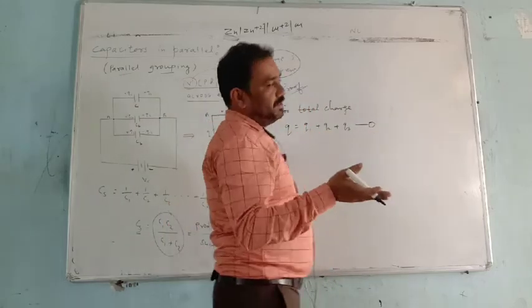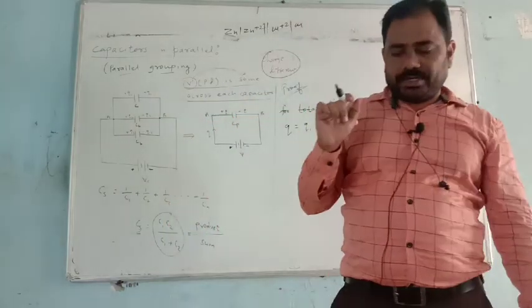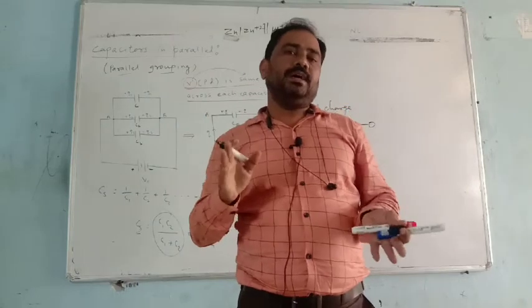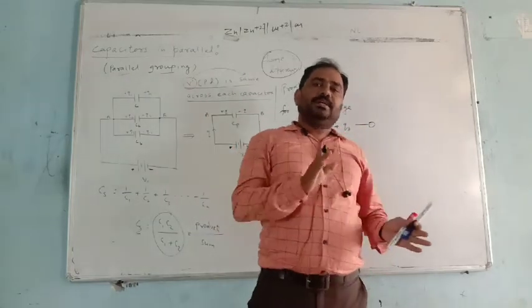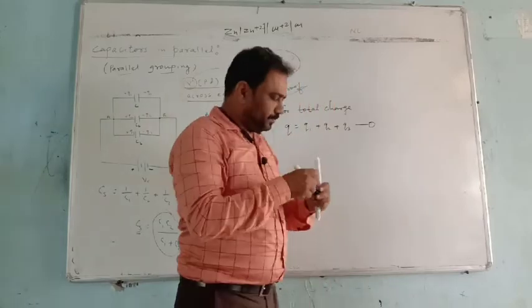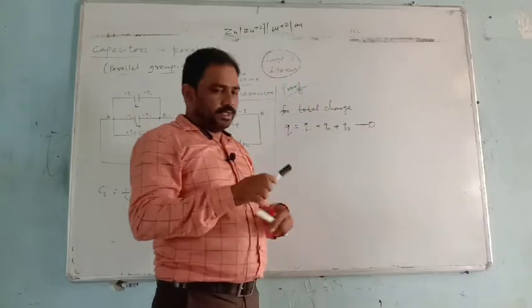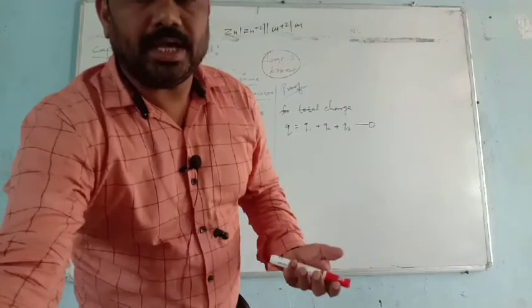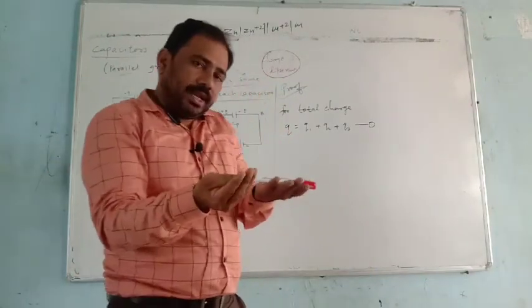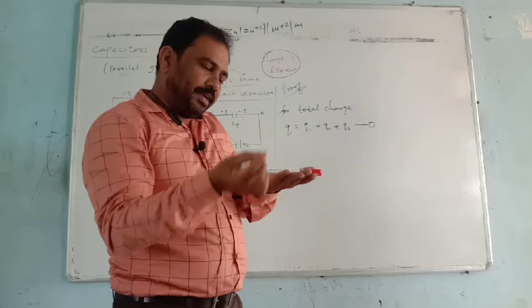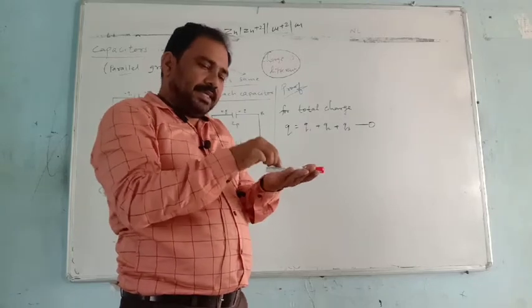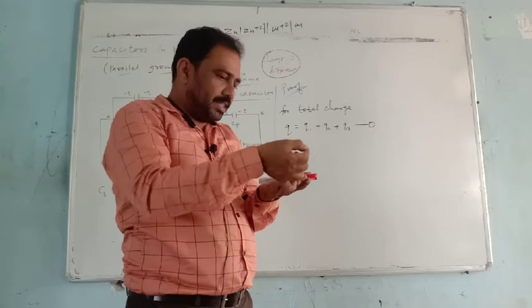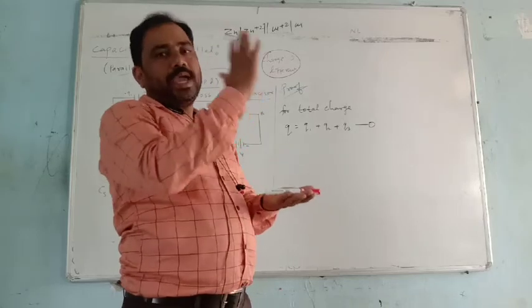But how are charge and potential difference related? How can we correlate them? See here, suppose this is a conductor, and as I told you before, if we increase the number of charges, if we keep here one charge, then a second charge, then a third charge, then 4, 5, 6, 7, 8, 10, up to n number.